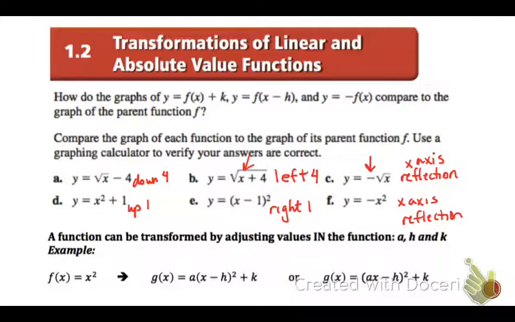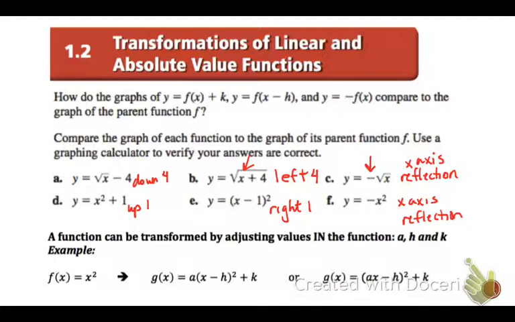On D, you're adding a value to the end of the function, so it's going to move it up or down, in this case up 1. On E, it's going to move the function to the right, 1, off of its original parent position, and then F, you'll have another x-axis reflection.